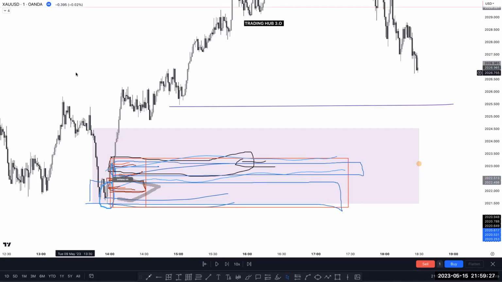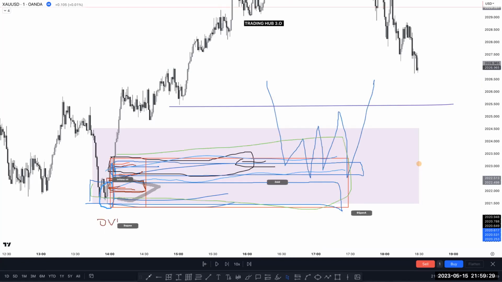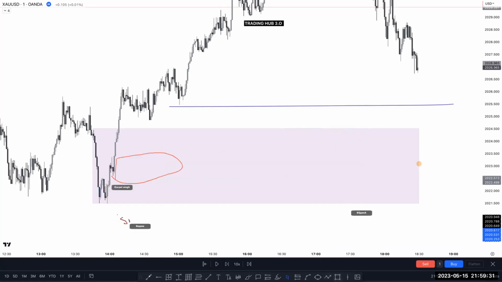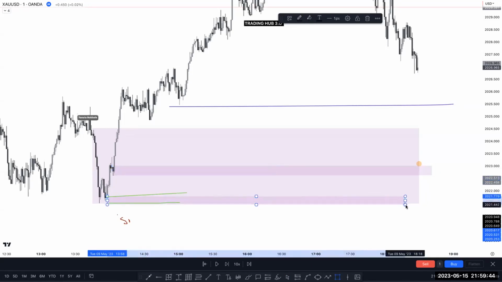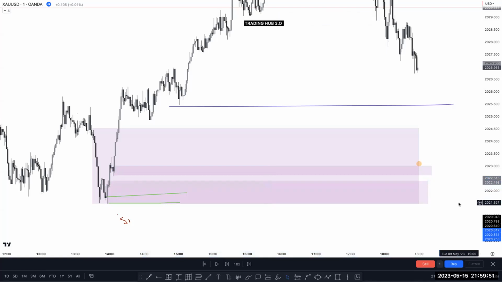Okay, correct. So these two zones are possible here. First one is here, and the next one here. You can also use the entire zone, right?